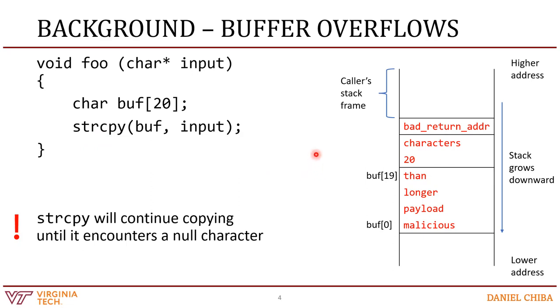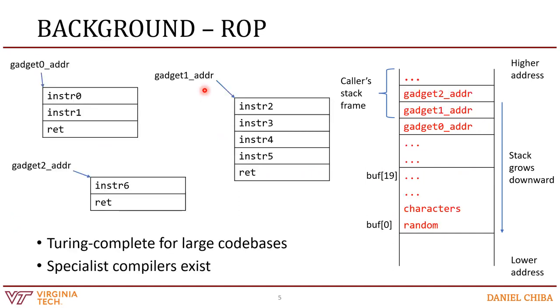Okay, so we said that this is no longer possible. You can't push your malicious payload into your input. So what do attackers do instead? Well, they push a bunch of random characters, and what they really care about are these addresses that actually overwrite the return address, and they go beyond that. They don't really care about the caller stack frame because there's no intention of returning to the original caller.